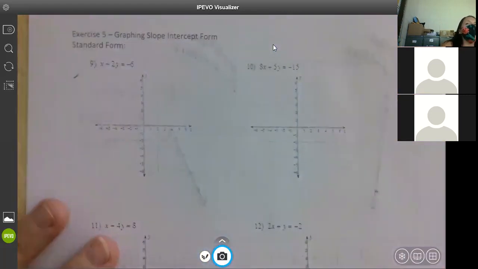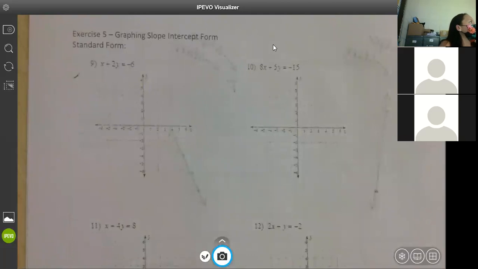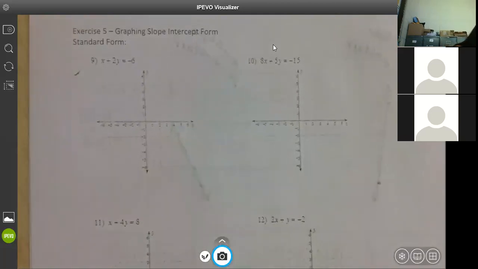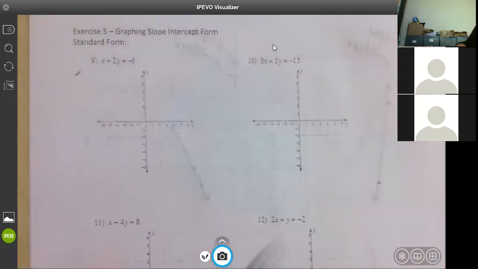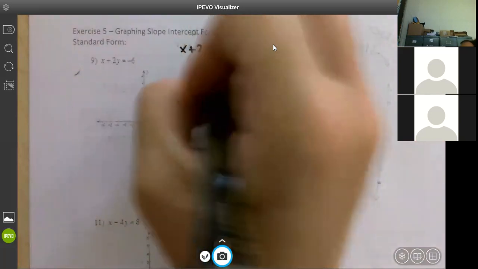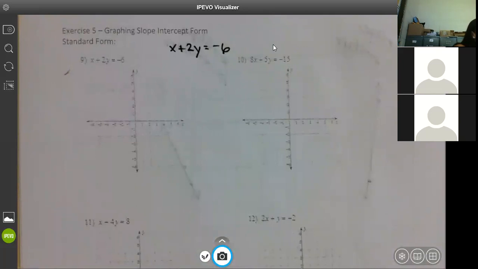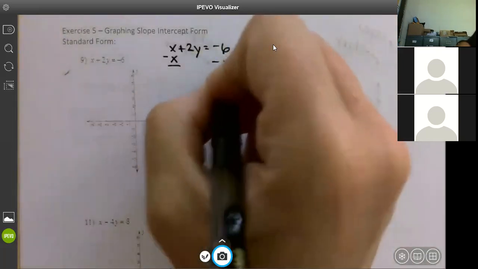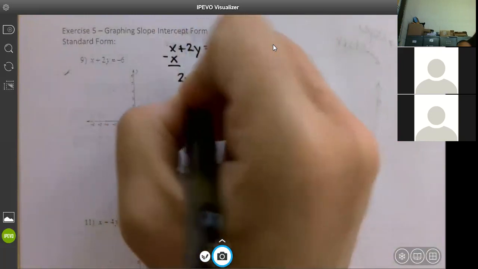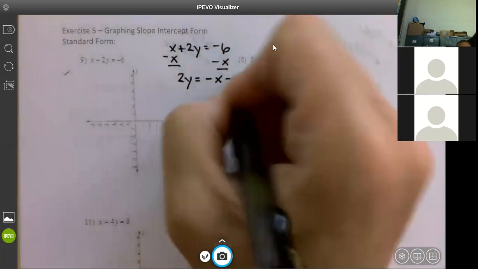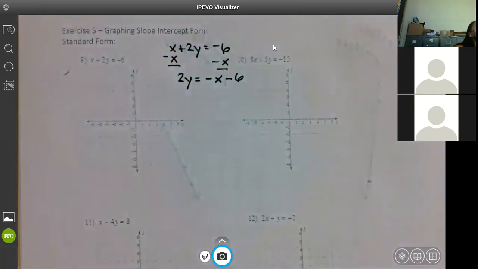So this one wants you to graph. All you're going to do is solve for y and then do what we just did. Plot your y-intercept and then go to your slope. So let's look at number 9. It is x plus 2y equals negative 6. How do I solve it for y? First step is to do what? Move x. Subtract x because it's a positive. I get 2y equals a negative x and a negative 6.